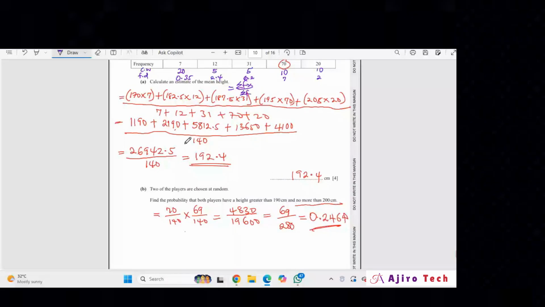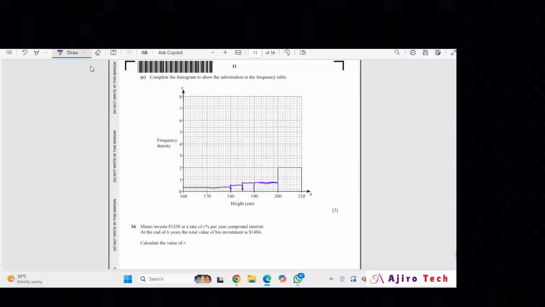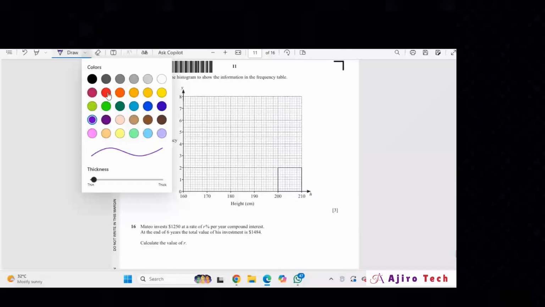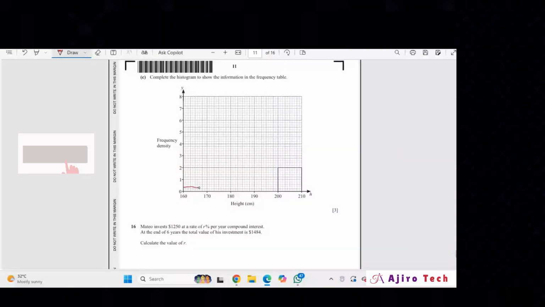So sorry. Our graph here is wrong. We need to correct that immediately. But the first one is correct. So let's do it again. I'm going to use another pen. So this is the first one here.